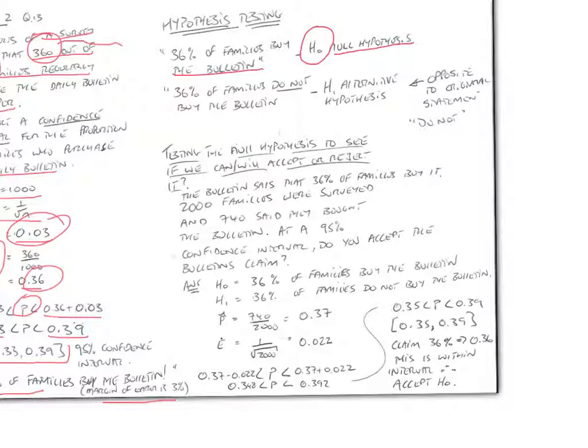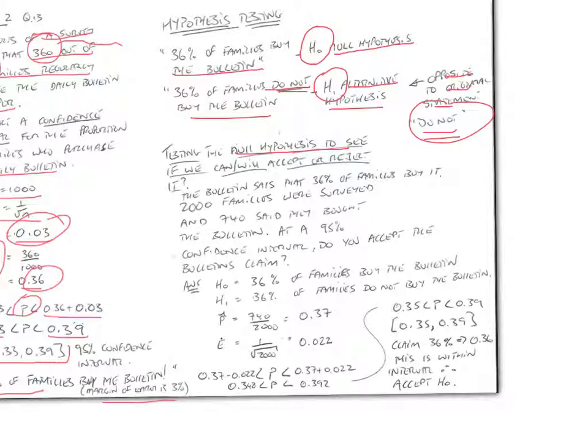But before we do that, we set up a kind of opposite statement to this null hypothesis. This is known as the alternative hypothesis, H1, H subscript 1. And the alternative hypothesis would be 36% of families do not buy the bulletin. Okay, so it's the direct opposite. And I always just like to use the phrase "do not" to whatever hypothesis they give me. Whatever the null hypothesis is, the alternative one is the same sentence really, but we just put in "do not". Okay. So let's think about testing a null hypothesis to see if we will accept or reject it.